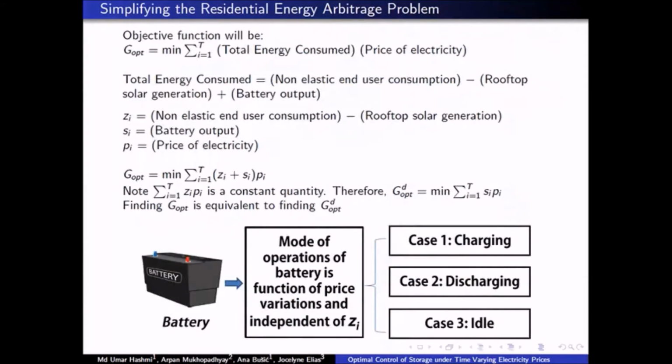Using this assumption, the mode of operation of the battery that we need to decide will only be the function of the variations in price and will become independent with the load variations. Load without having storage, so the non-elastic end user consumption minus the rooftop solar generation, will not affect the optimal decisions for the battery. This is when the price of buying and selling at any particular instant is the same.